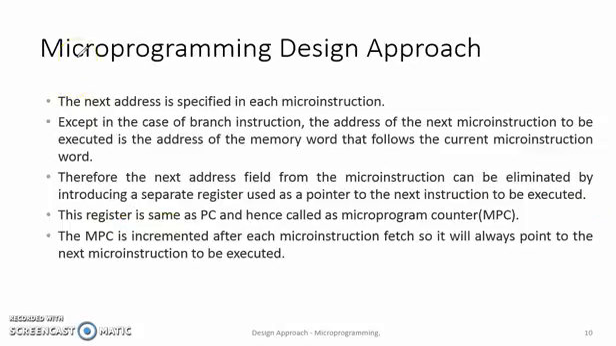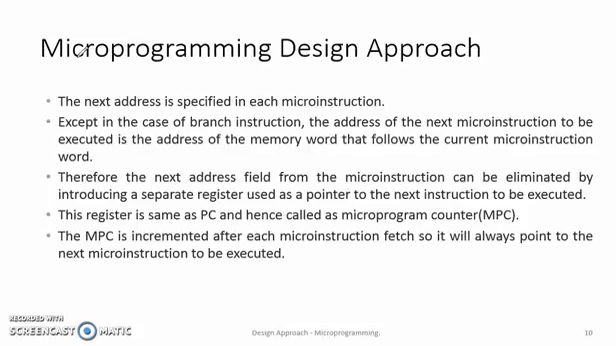Now let us learn how to specify the next address of the micro instruction that follows the current instruction which is being executed. In the original design, the next address is specified in each micro instruction. In case of a branch instruction, the address of the next micro instruction to be executed is the address of the memory word that follows the current micro instruction word.